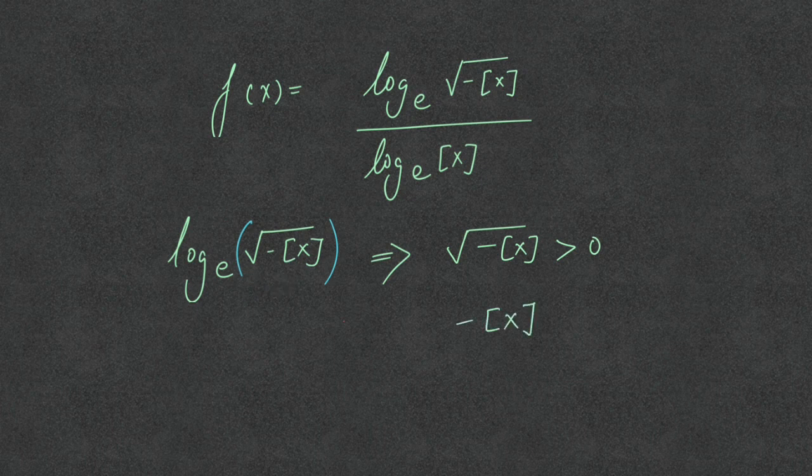Squaring both sides, minus greatest integer of x should be greater than 0. Now multiplying both sides by minus, so it becomes greatest integer of x is less than 0. On multiplying, the inequality changes sign. Now let it be equation number A.